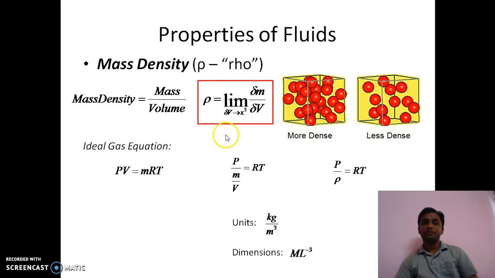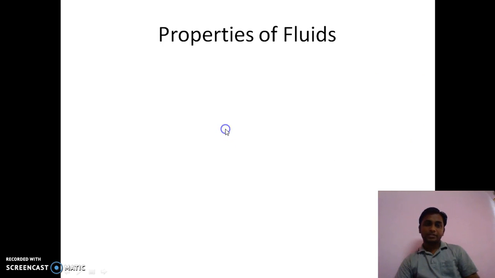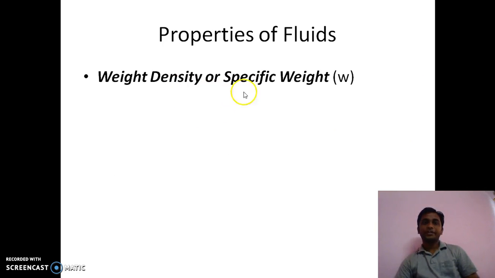So that we have already covered. Now next is weight density or specific weight, which is denoted by small w, or it is also denoted by gamma, which is a Greek letter. Now how is this weight density defined?